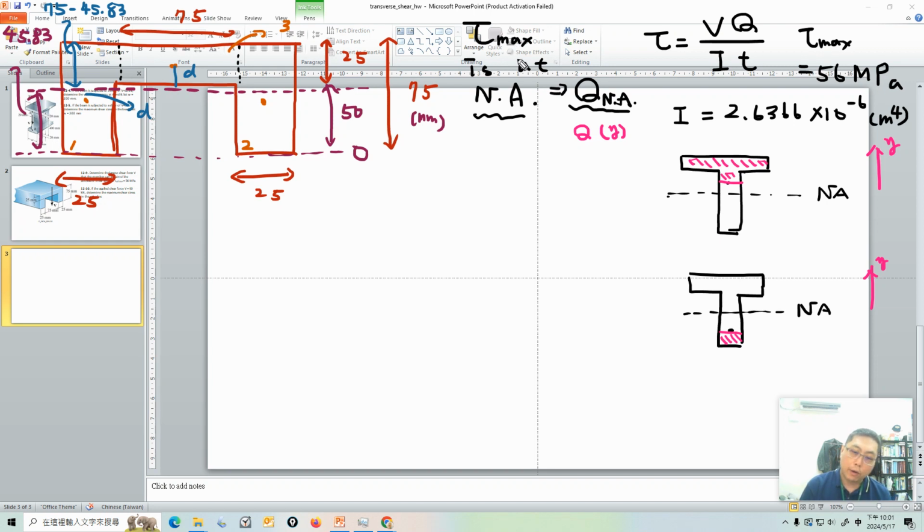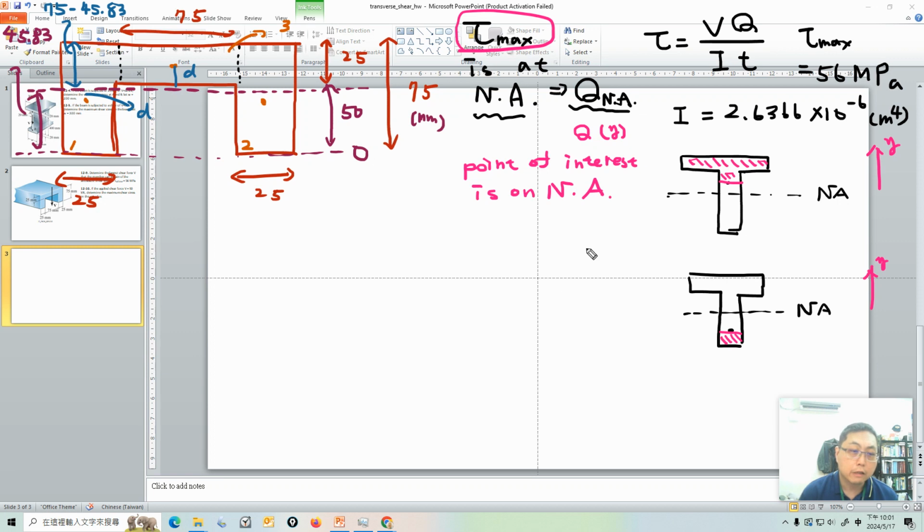Right now we want to calculate the maximum shear stress, and the maximum shear stress is always at the neutral axis. There's no question about that. So our point of interest is right on the neutral axis. In this problem, because we are dealing with the maximum shear stress, our point of interest is on the neutral axis.